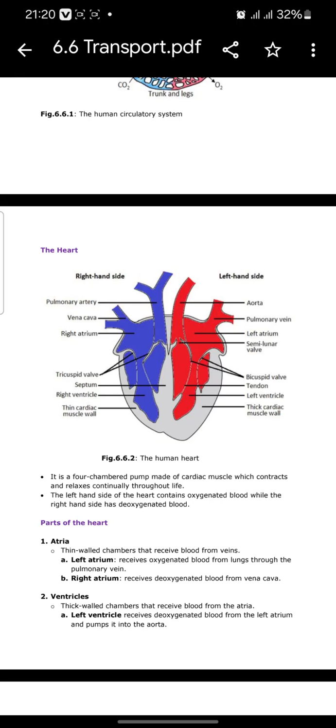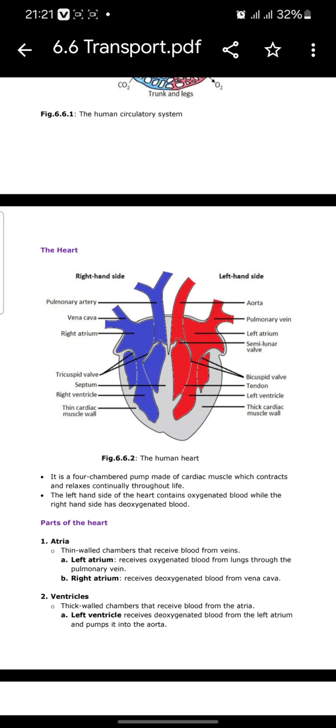Then there are semilunar valves. So the semilunar valve between the aorta and the left ventricle: when the left ventricle relaxes, blood shouldn't flow back from the aorta into the left ventricle. So the semilunar valve prevents the backflow of blood from the aorta into the left ventricle, right? And on the right side, there is a semilunar valve between the right ventricle and the pulmonary artery, so it prevents backflow of blood from the pulmonary artery into the right ventricle, right? Then the tricuspid valve.